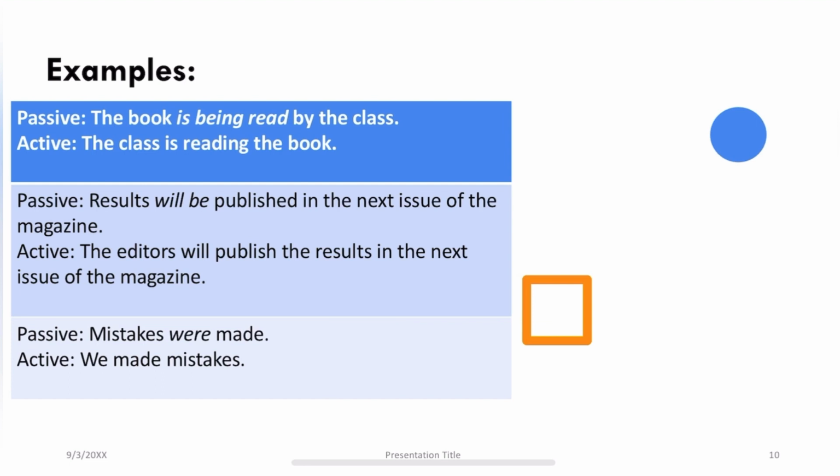Now the active sentence of this will be the class is reading the book. Passive, another example of the passive voice is results will be published in the next issue of the magazine. The active voice of this sentence will be the editors will publish the results in the next issue of the magazine. Then the third example is mistakes were made, and then active voice of that will be we made mistakes.